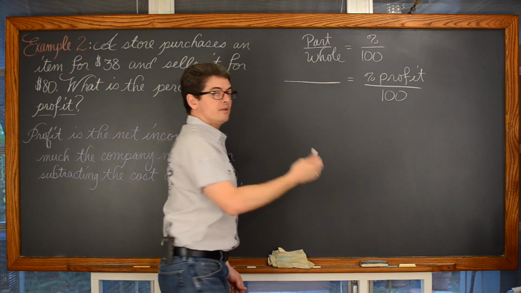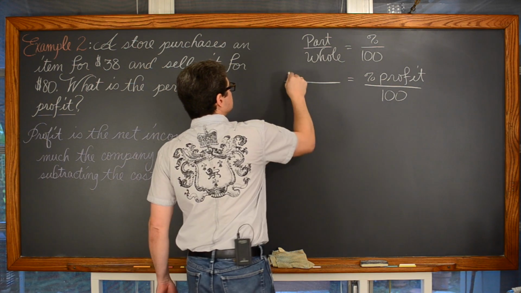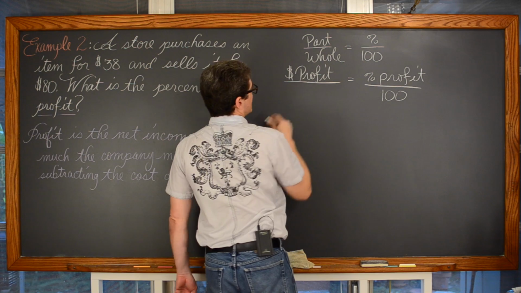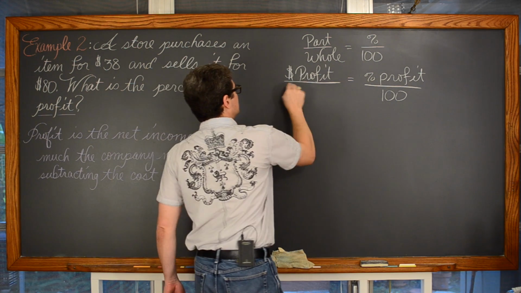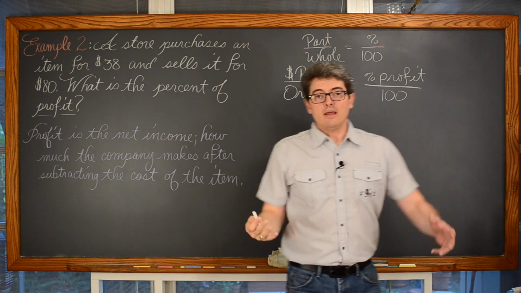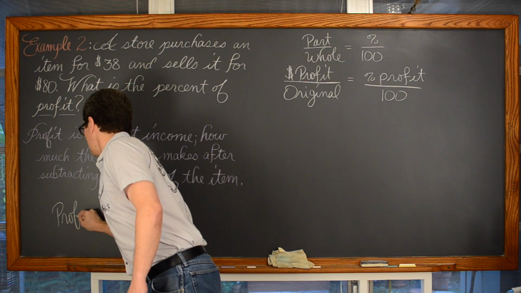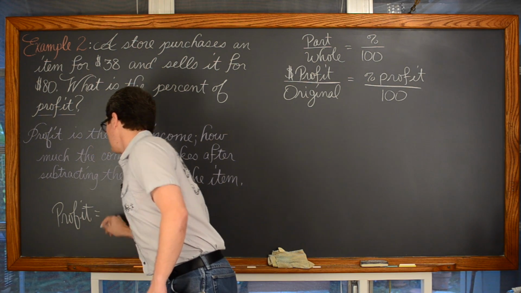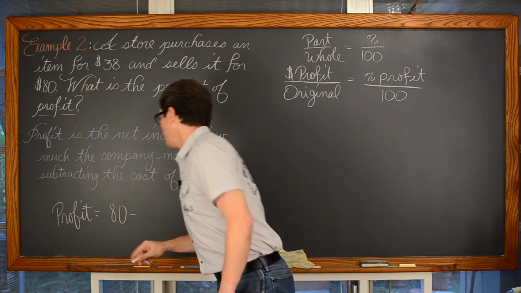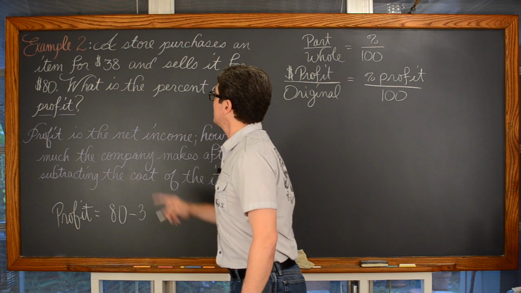then the numerator on the other side, the part, is going to have to be the actual amount of profit. And the whole is going to be the original amount. Excellent. Okay, so our profit is going to be, even though I verbally said it already, the price that they sold it for minus the price that the store paid for it, which was $38.